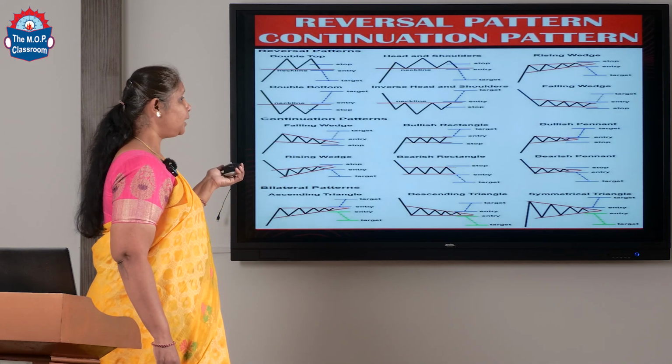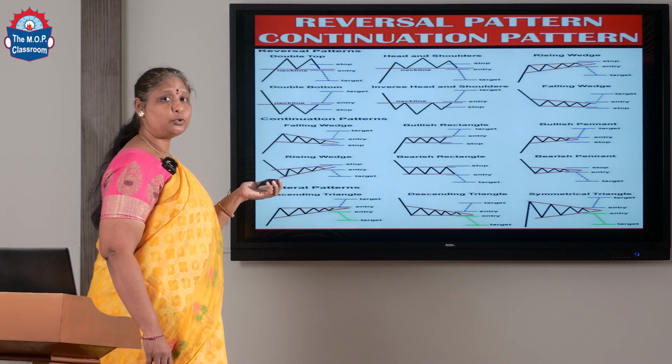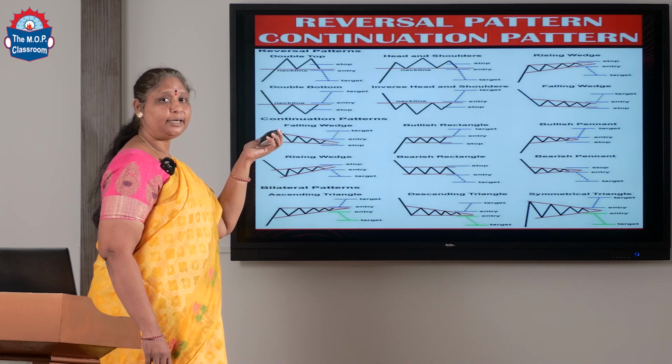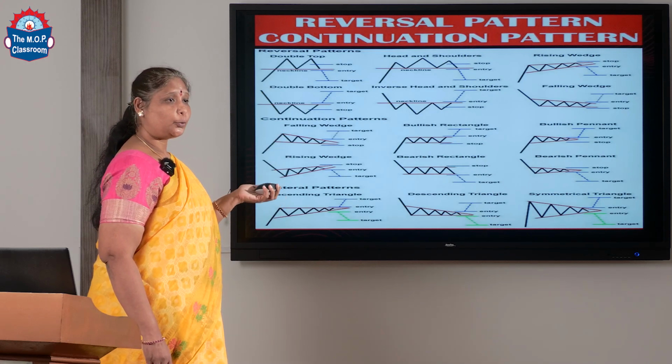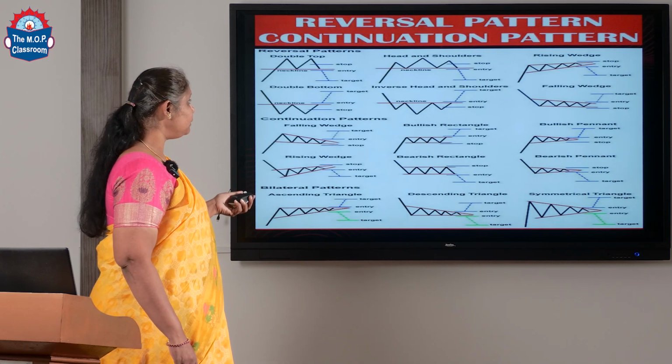So when we say a double top, there will be an uptrend followed by a downtrend, and again an uptrend followed by a downtrend. When the same pattern occurs in reverse, we call it a double bottom.